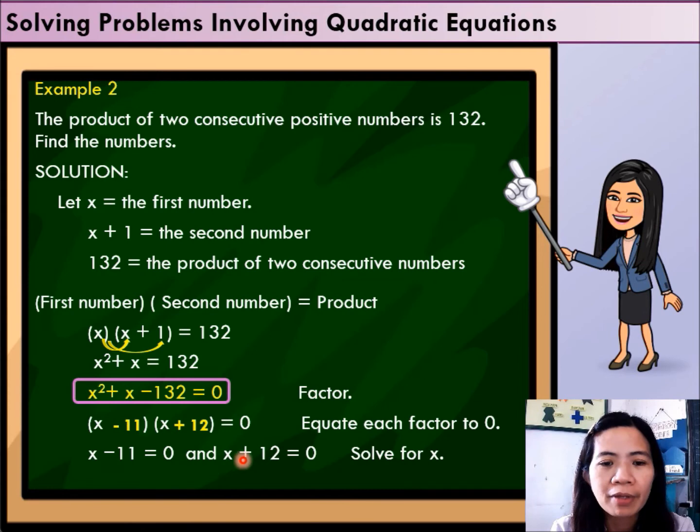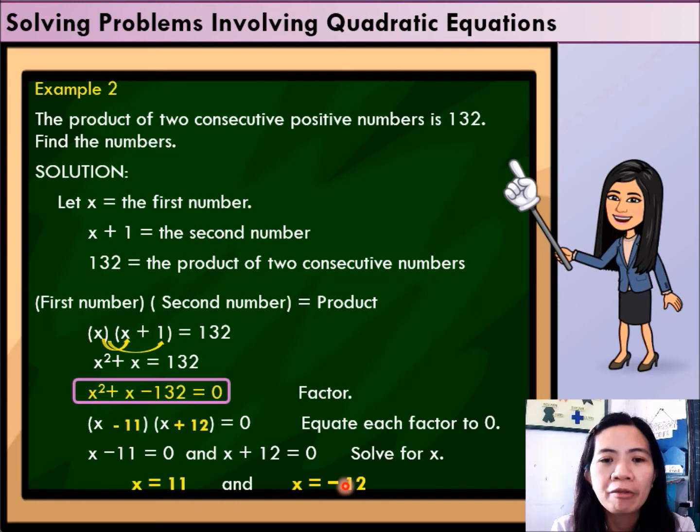So we have now these two equations. The value of our x is, for this one, we get the additive inverse, so it is positive 11. 0 plus 11 is 11. And then for this one, we get the additive inverse of positive 12, which becomes negative 12. So 0 minus 12 is equal to negative 12. Now, these are the two roots.